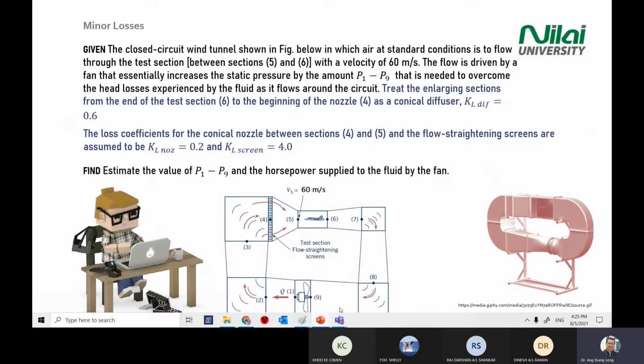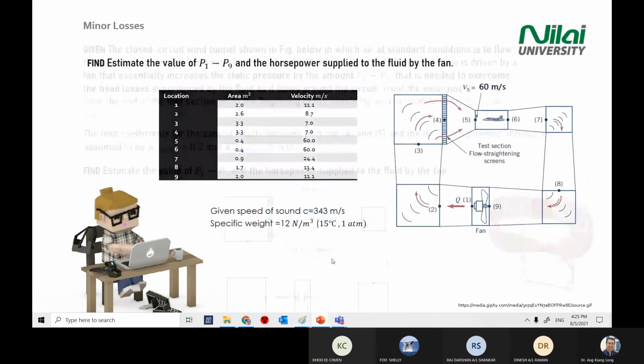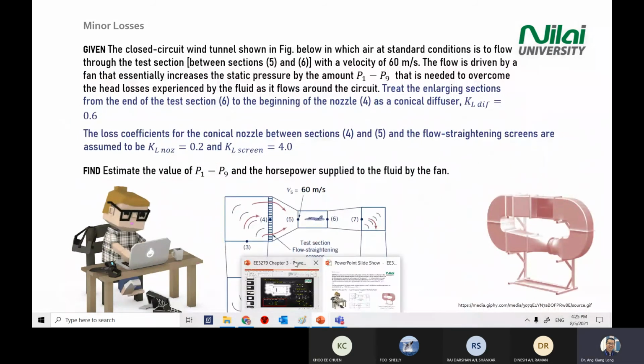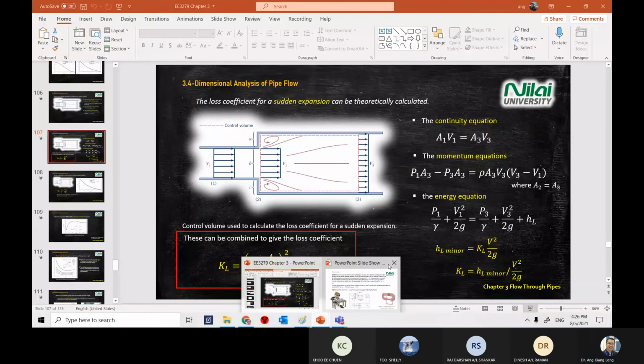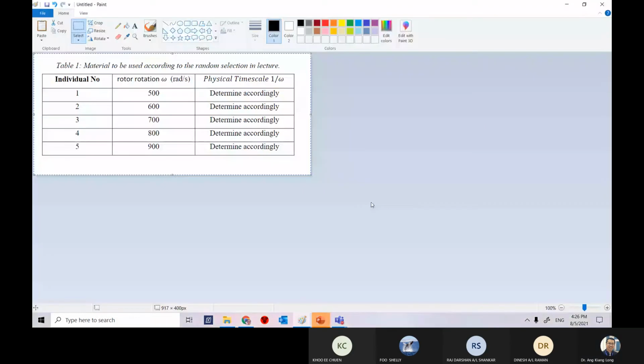Maybe I should... Okay, I'm not sure why I'm not projecting the full screen.